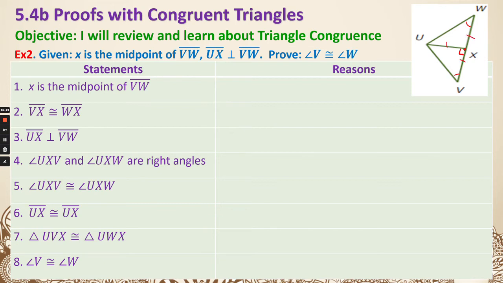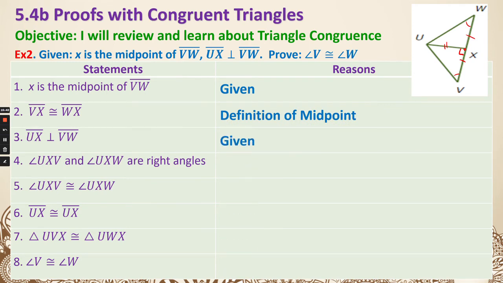And they share this line right there. And we have a 90-degree angle right there. So again, we're going to use triangle congruence to try to prove these two angles are the same. So first, midpoint, that is given. Because it's a midpoint, we can say VX is the same as WX. That is the definition of midpoint.